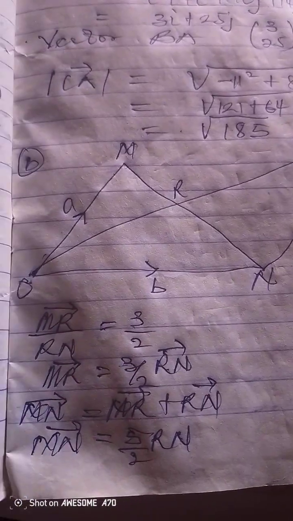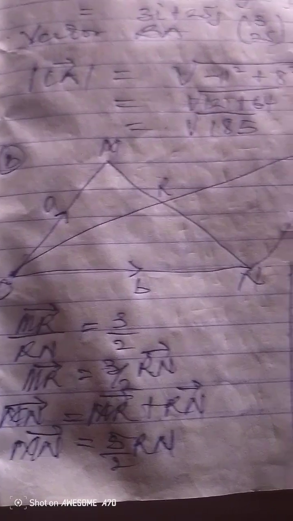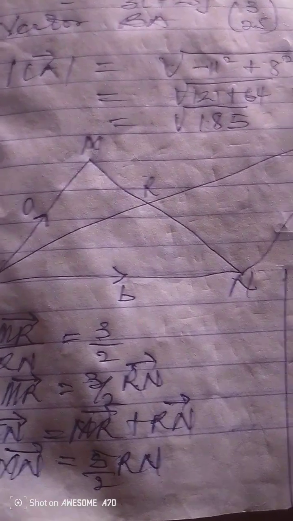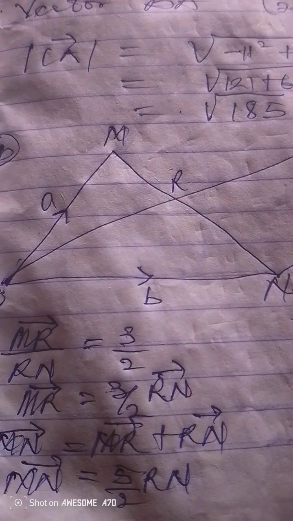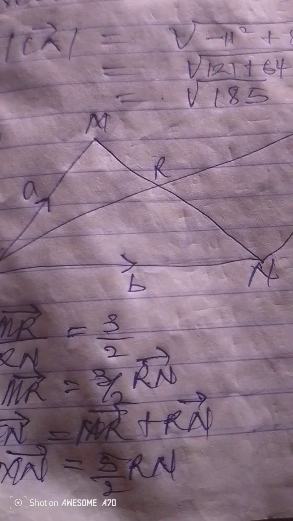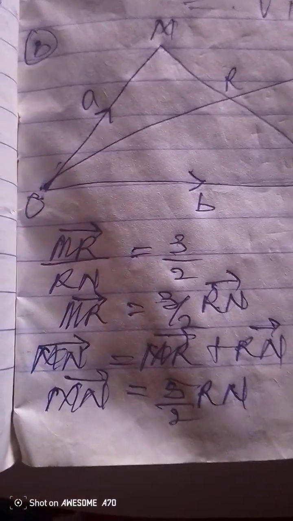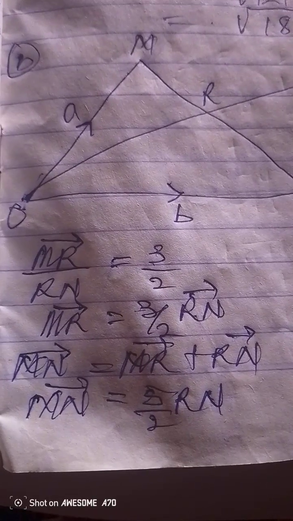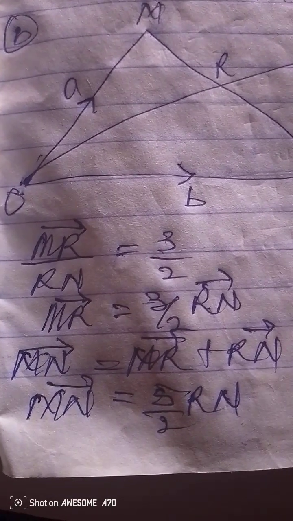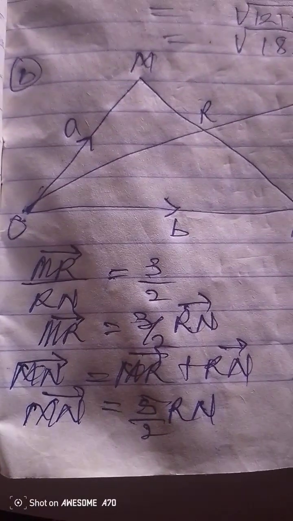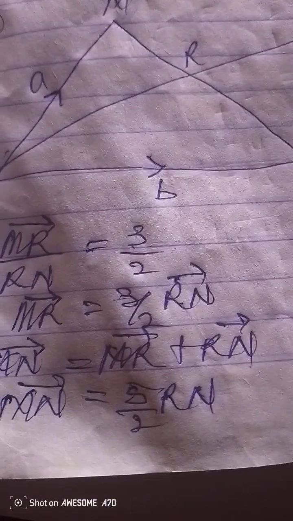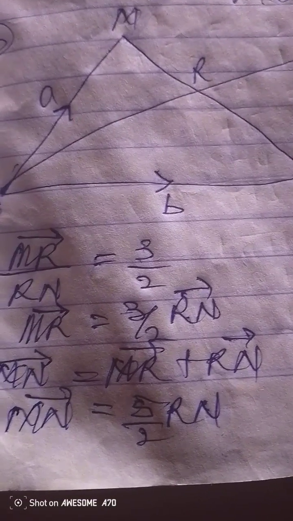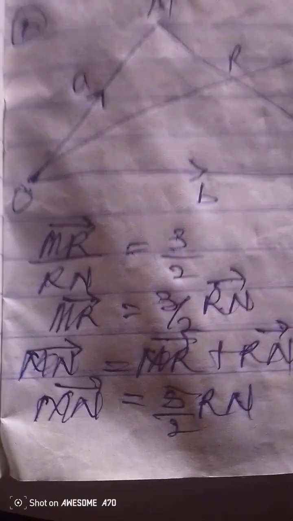In the diagram, we are given triangle OMN and OTN, and the point R dividing MN in the ratio 3:2. So we have MR over RN is equal to 3 over 2. Making MR the subject of the formula, we have 3 over 2 RN. As a straight line, MN can be written as MR plus RN. If we substitute MR as 3 over 2 RN, we have MN as 5 over 2 RN.